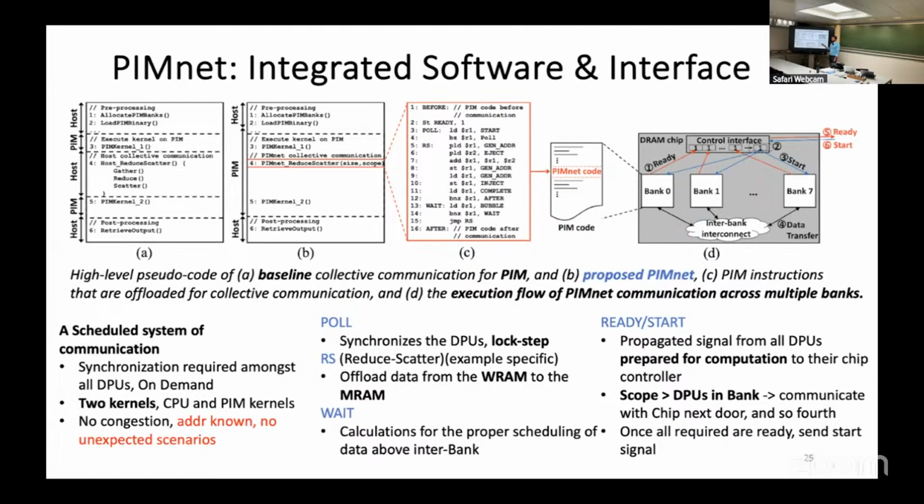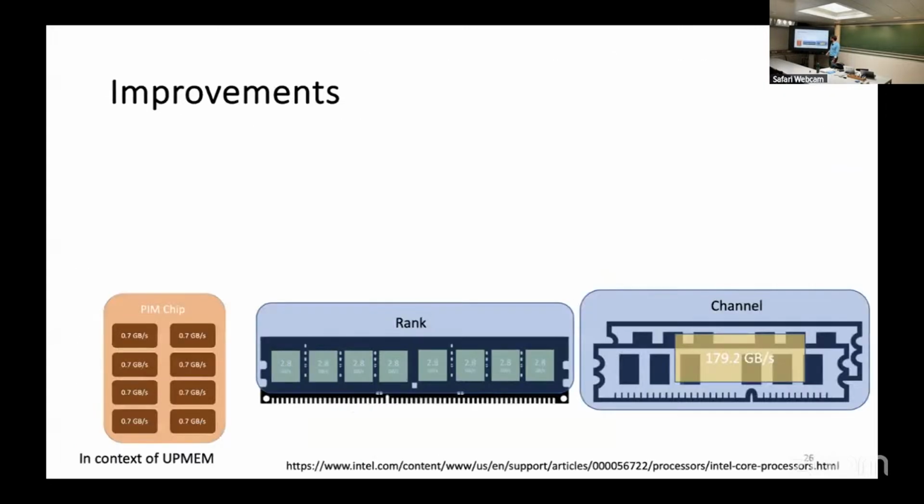If a scope were to be larger than the bank it's currently in, or within the inter-chip, larger than the entire chip, it would then start sending these ready signals outside of the chip to the inter-rank region, asking neighboring chips, hey, we need your DPUs as well for computation power. And that's where the wait command comes into play, because you need to start scheduling data between chips and such. Once the scope is fulfilled and the readies have all been ready to go, the start would be executed, and the program would go along.